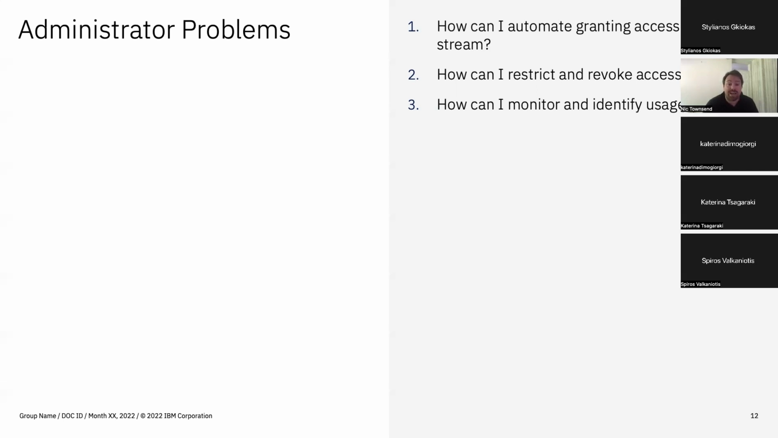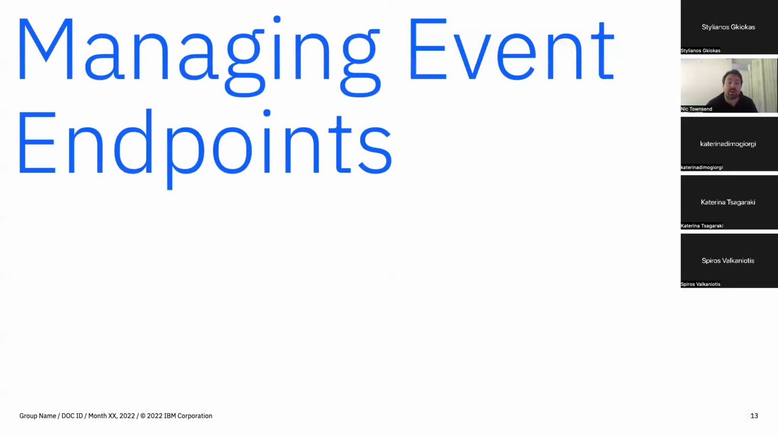You also, as well as granting them access, don't want to have to manage a whole workflow of providing them information to tell them the types of clients they're able to use. Kafka is an open protocol. They should be able to use any clients that they wish. So both of these sets of problems, the consumer problems and the administrator problems, lead us to needing to understand a solution, why and how you should actually provide some level of management of event endpoints.